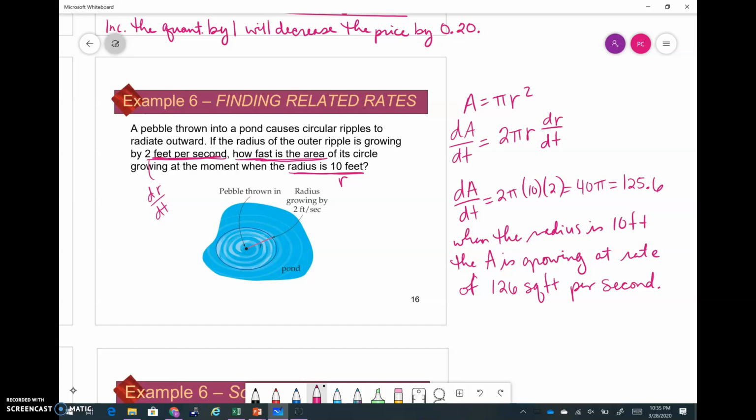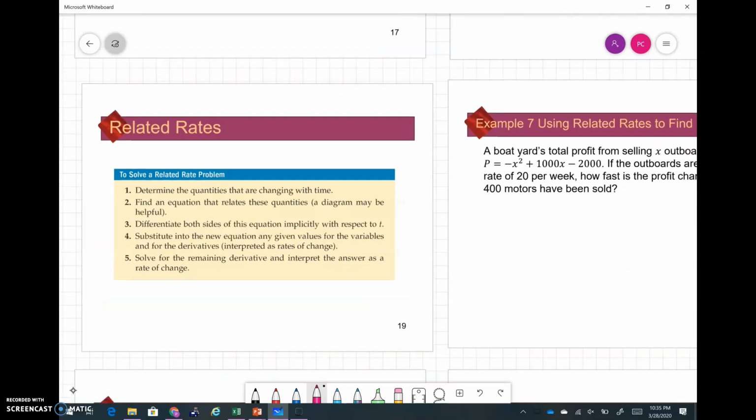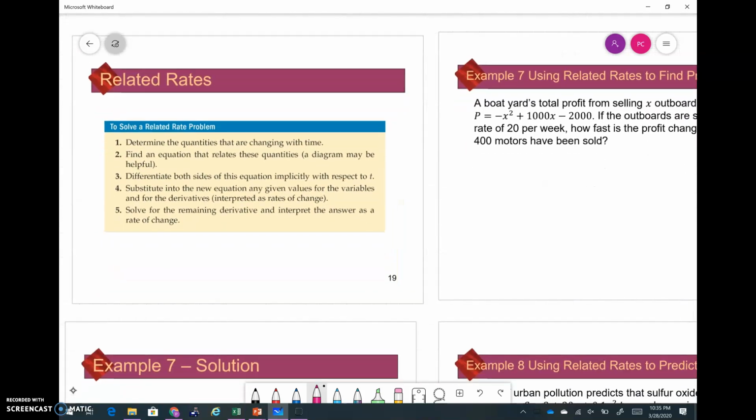All right, so how do we do this all the time? So to solve a related rate problem, the first step is to determine the quantities that are changing with time. Step 2 would be to find an equation that relates these quantities. Sometimes a diagram is helpful. Step 3 would be to differentiate both sides of the equation implicitly with respect to t. Then 4, substitute into the new equation any given values for the variable and for the derivatives.